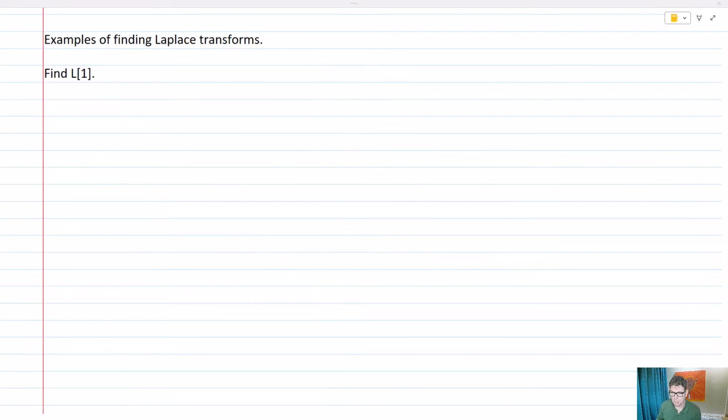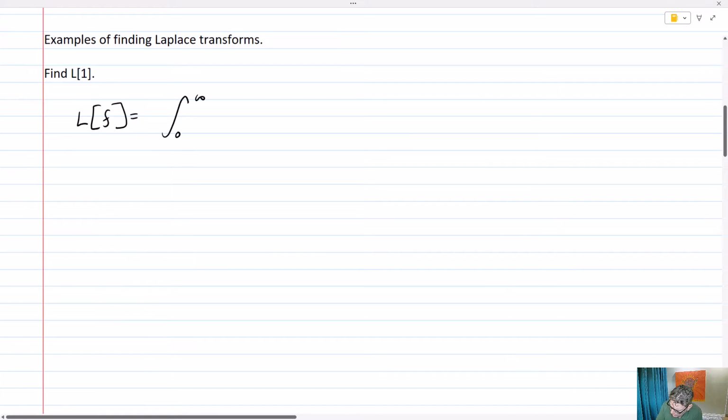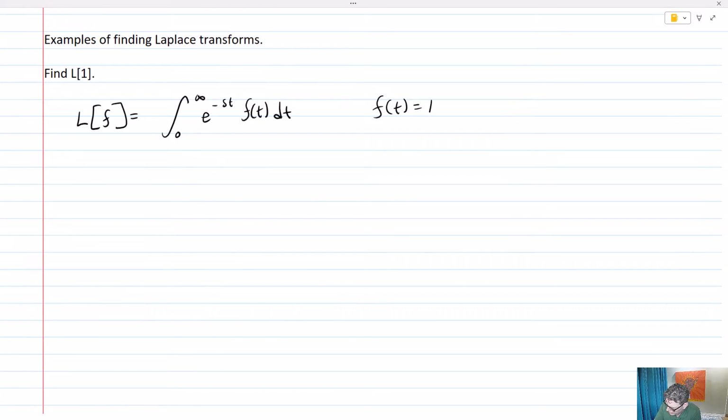Let's look at an example of finding a Laplace transform now. This is probably going to be a good review for some of you of finding the values for improper integrals, and also a little review of integration by parts. Let's say, for example, we want to find the Laplace transform of 1. Remember that our definition is L of f equals the integral from 0 to infinity of e to the negative st f of t dt. f of t in this case is going to equal 1.